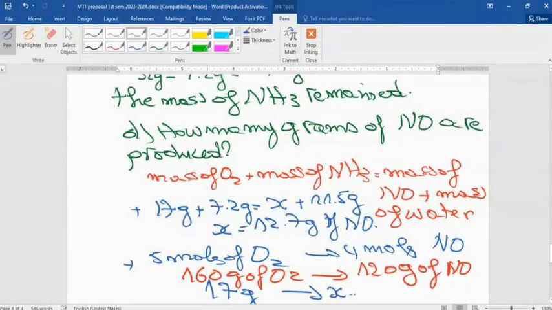And 17 grams of oxygen gas will produce X grams of nitrogen monoxide. And X will be 17 multiplied by 120 divided by 160. I got 12.75. X is 12.75 grams, which is close to 12.7 grams. You see, so here we summarize what we have seen in chapter number 3.